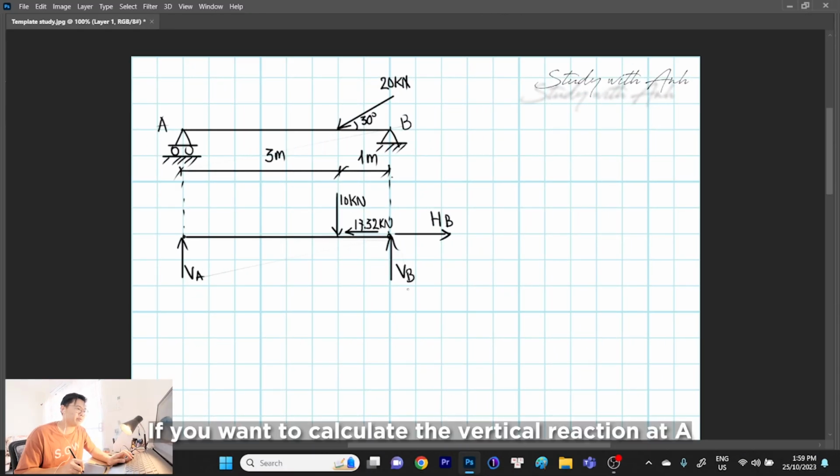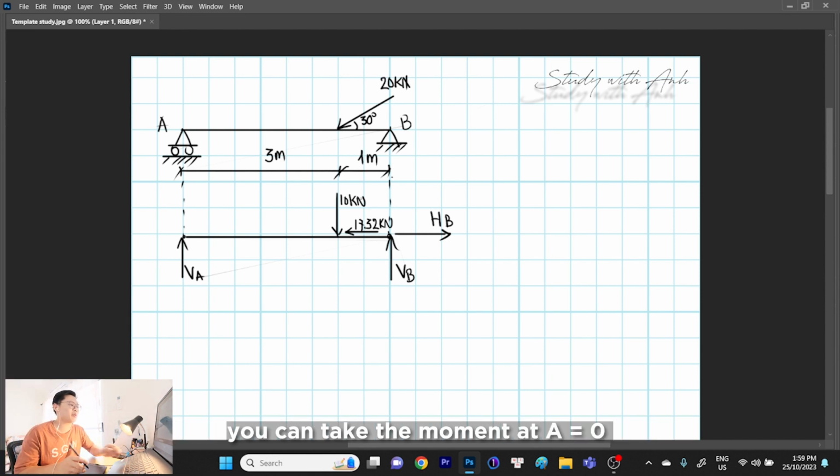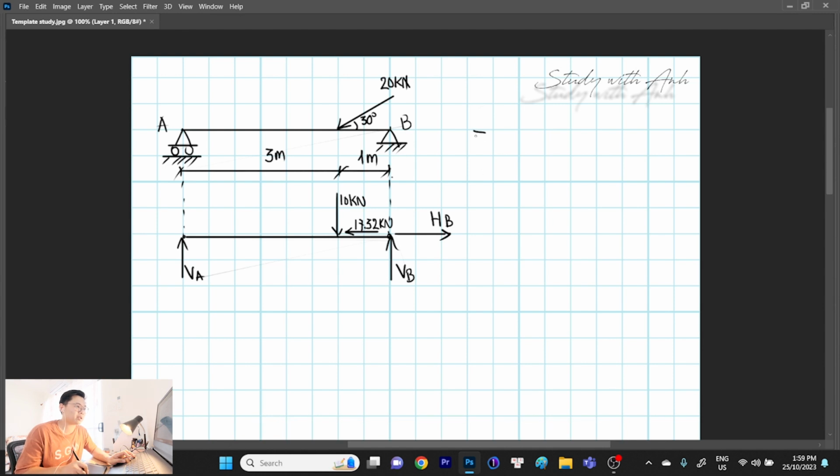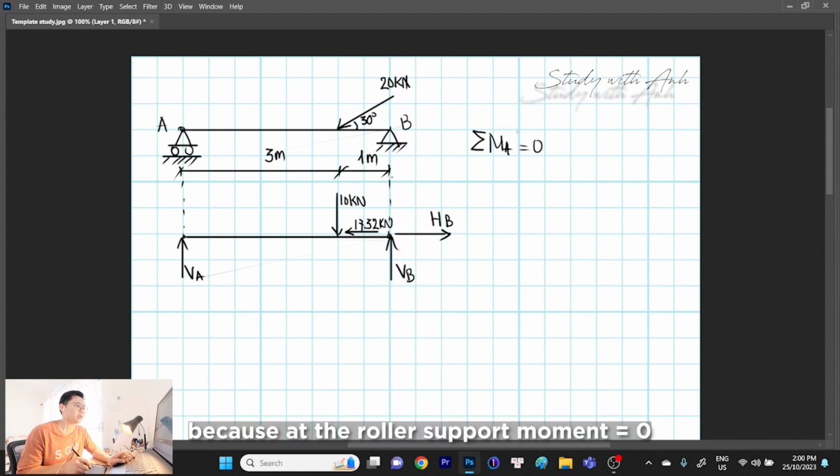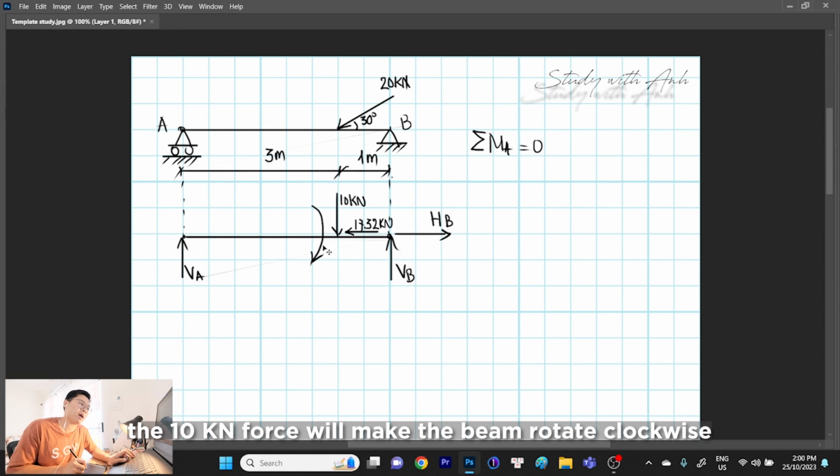Next we need to calculate the vertical reaction at A and at B. If you want to calculate the vertical reaction at A, you can take the moment at B equals 0. If you want to calculate the vertical reaction at B, you can take the moment at A equals 0. So let's take the moment at A equals 0, because at a roller support the moment equals 0. The 10 kilonewton force will make the beam rotate clockwise.